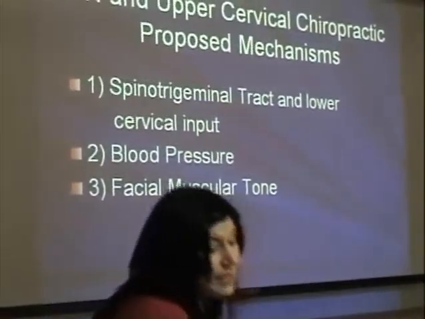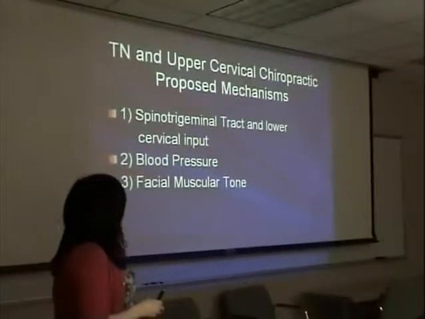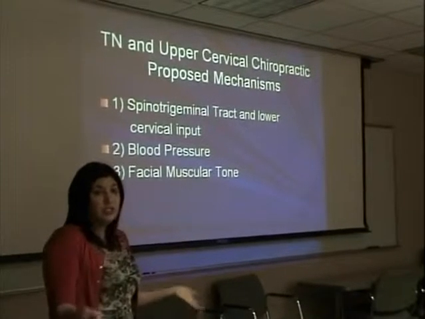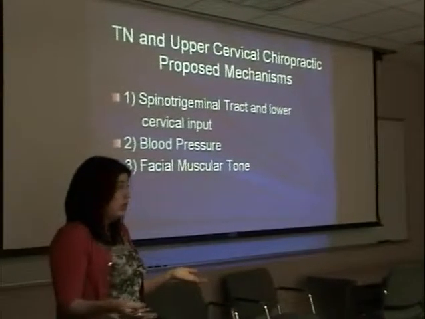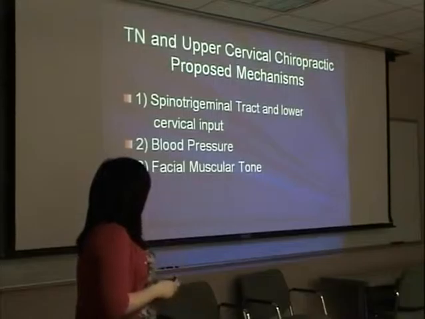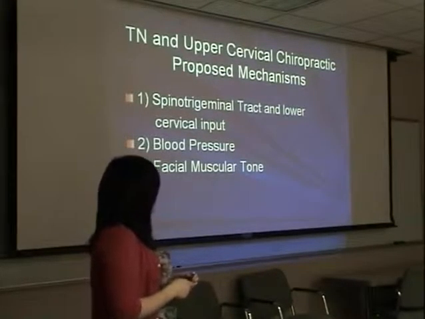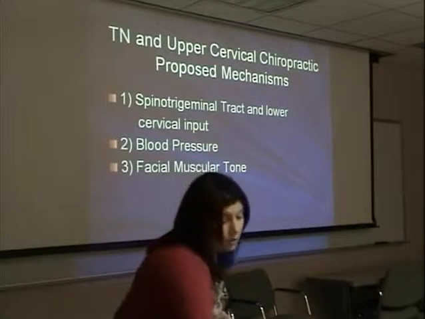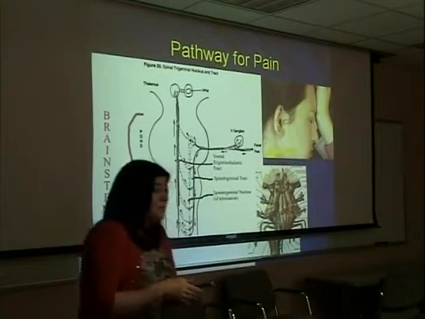So TN and upper cervical chiropractic: proposed mechanisms. There are three ways that, when we adjust the spine, it can actually help the trigeminal nerve. One is the spinal trigeminal tract and lower cervical input. The second way is blood pressure, and the third is muscular tone. So I actually already explained this a little bit.